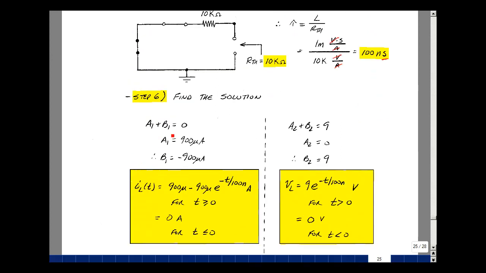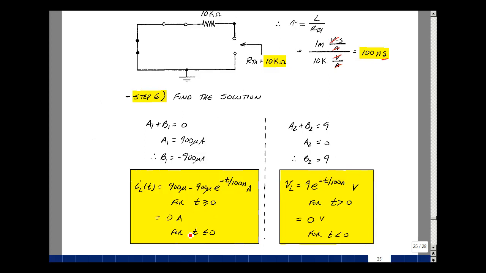And the last step is to find the solution. We had that A1 plus B1 was 0. A1 was 900 microamps, so therefore B1 is minus 900 microamps. I of t is A1 plus B1 times e to the minus t over tau. We found that the current was 0 for t less than 0, but if you evaluate this equation at t equals 0, you get 900 micro minus 900 micro times 1. So it's 0 also. Current cannot jump instantaneously, and so we can show equality here.